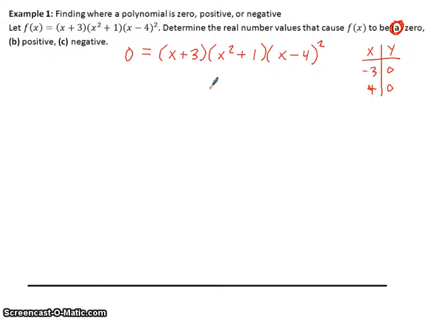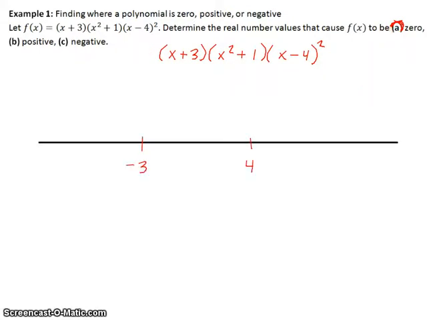So let's go ahead and plot those on the number line to determine where our graph is in the positive and in the negative. Okay, so now we have negative 3 and 4 on the number line. Those are the values that cause 0. At this point, we want to figure out where we are in the positive and the negative. So let's plug in some values. Let's plug in values prior to negative 3, like a negative 4, maybe, and plug in a value in between negative 3 and 4 like 0, and then plug in a value after 4 like 5, and that's going to tell us what our graph is doing, whether it's in the positive or the negative.